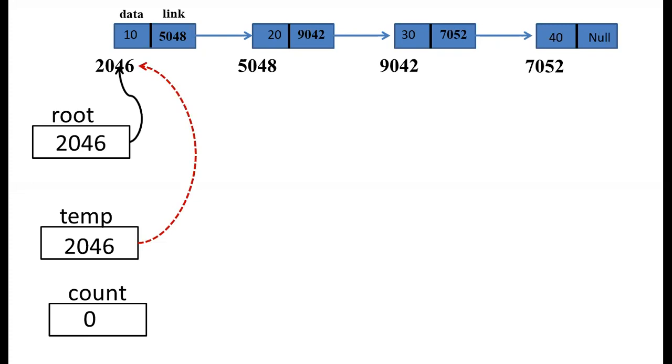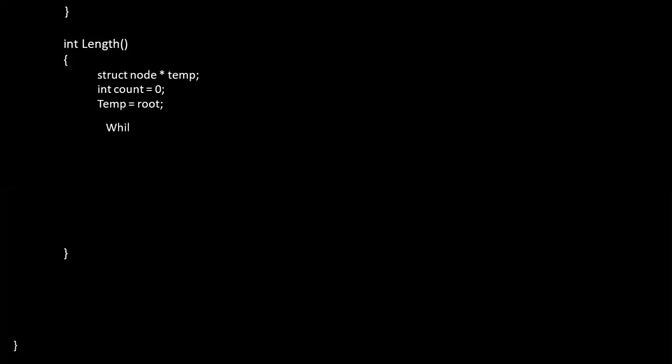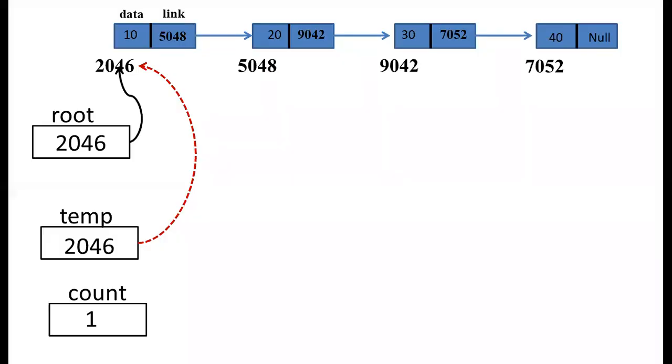So suppose if the root is having null value, then there are no nodes in the list. So while temp not equal to null; suppose if it is null, it will directly return the count value. If it is not equal to null, then it is going to increment the count, count plus plus. The count value will be incremented. And this count is an integer type, so the return value of the function length is int. So first we have to do count plus plus, since temp is not equal to null, there is a node which is available. So the count value will become 1.